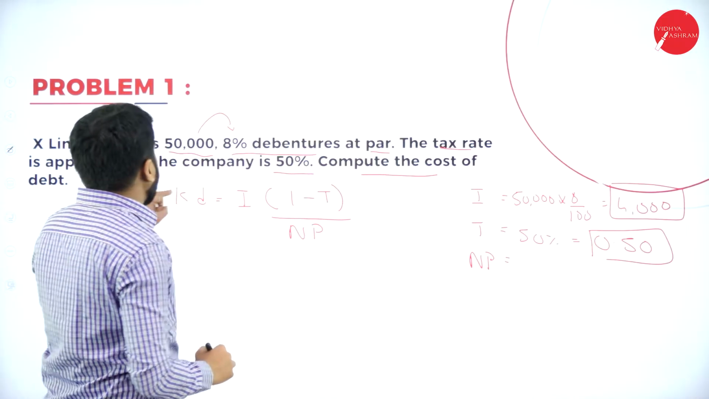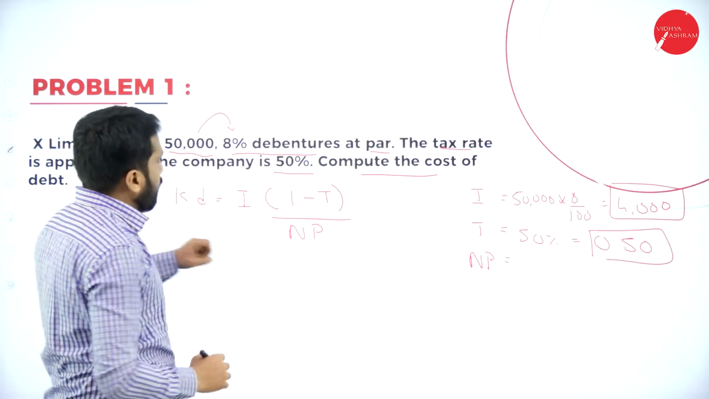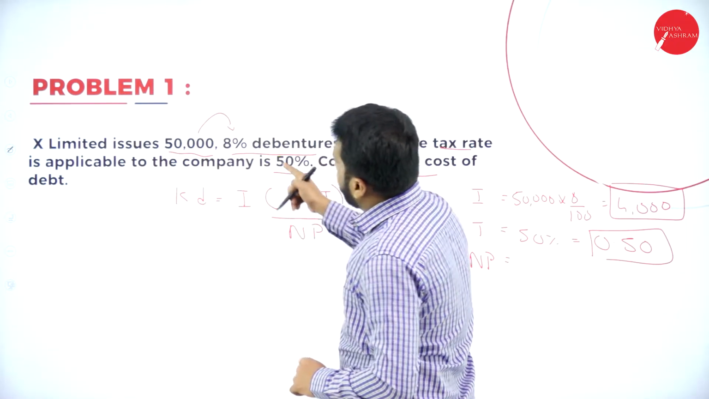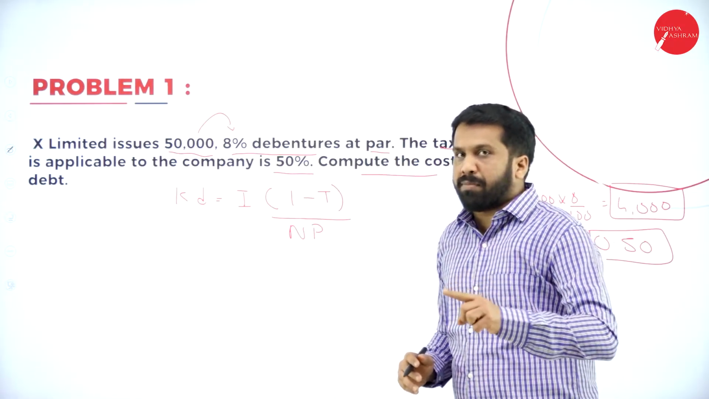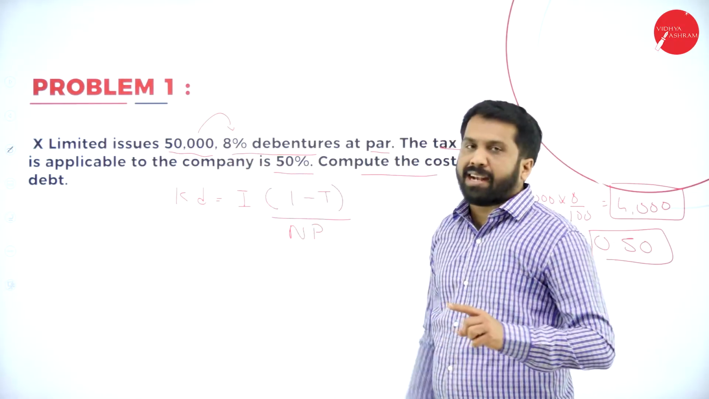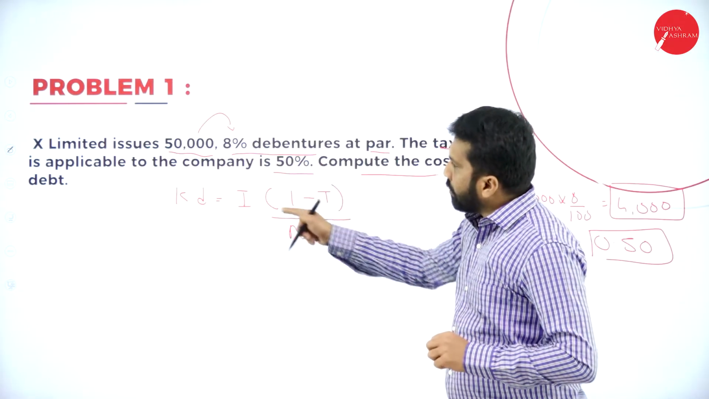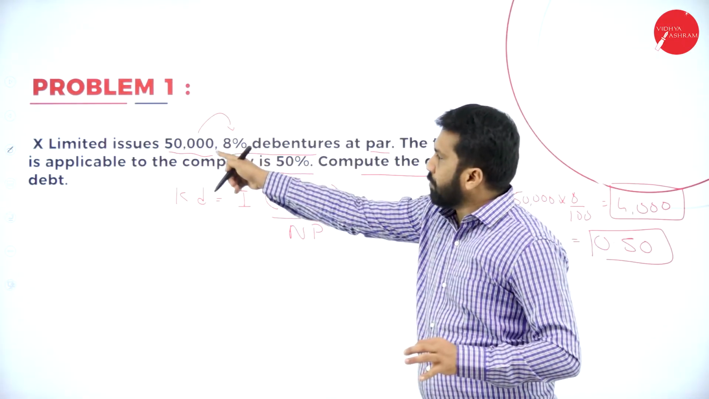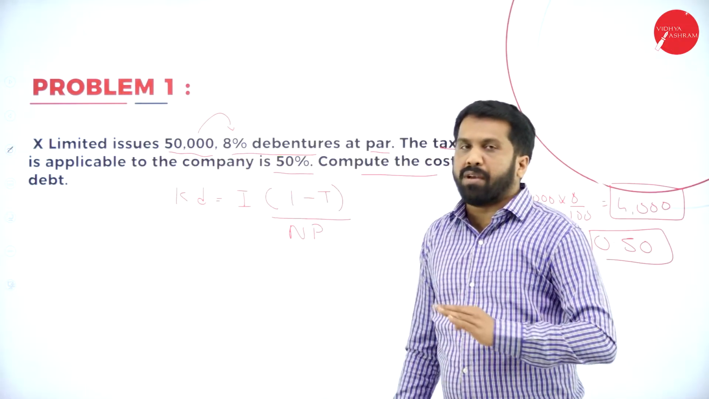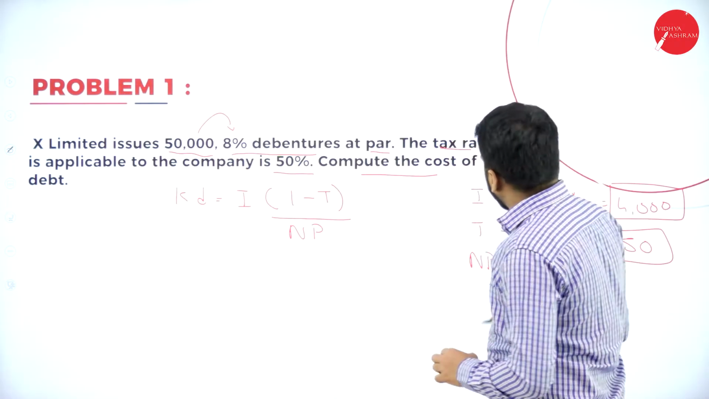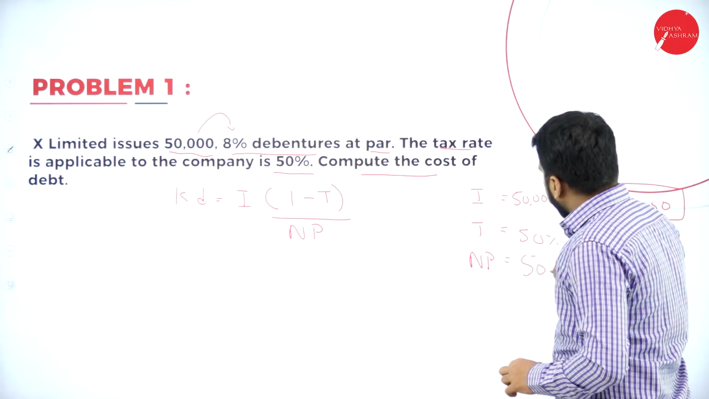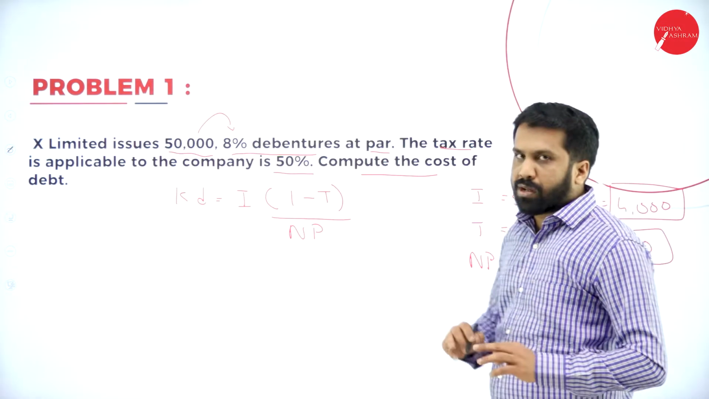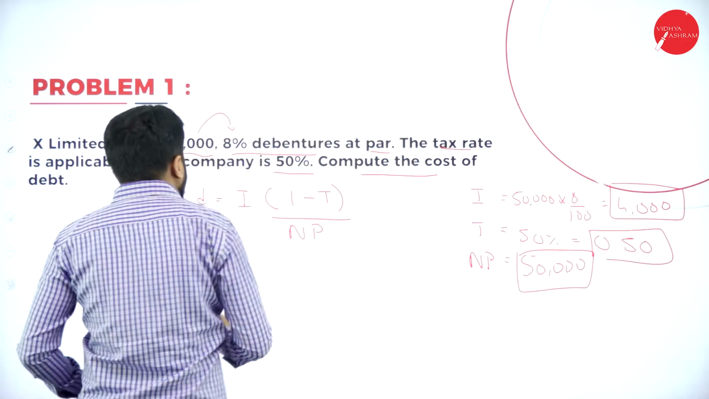Now, the last part is your NP, net proceeds. Is there anywhere given premium? No. If premium is given, we are supposed to add. Is there any discount in this problem? No. If discount is given, we are supposed to subtract. No premium, no discount, so we write your NP is 50,000. Any doubt? No doubt.